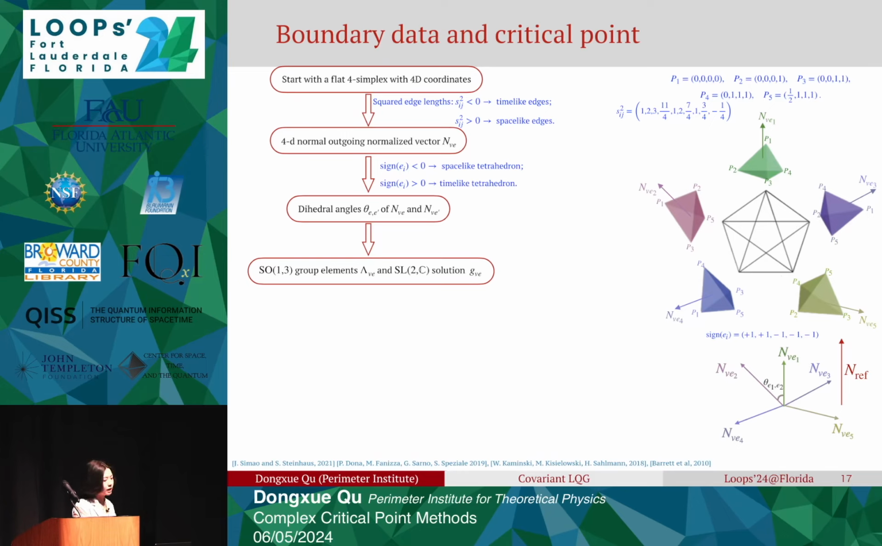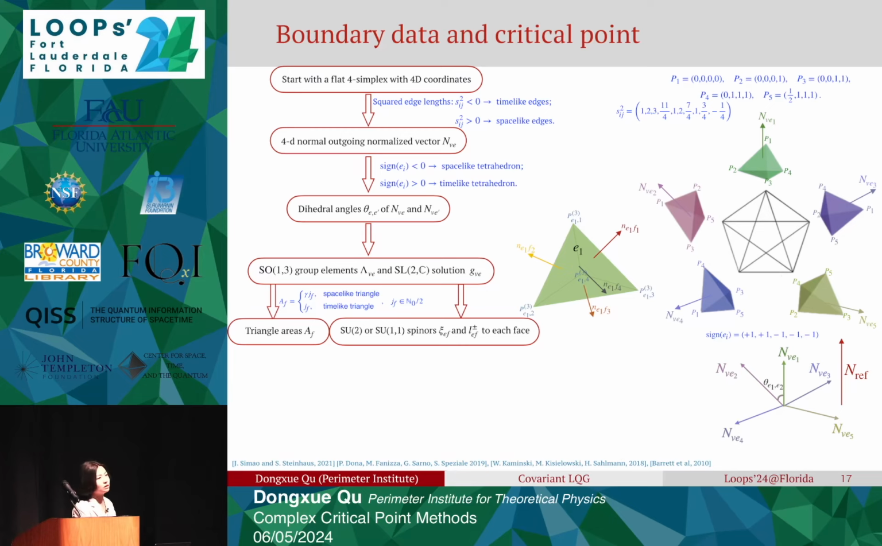We can compute the critical point from the geometrical interpolation. So we know the SO(1,3) group element relates to the Lorentz transformation, gluing all the tetrahedra together to form a full simplex. So then we can have the SO(1,3) group element. Then we can lift this SO(1,3) group element to the SL(2,C) group element, which gives us the critical point.